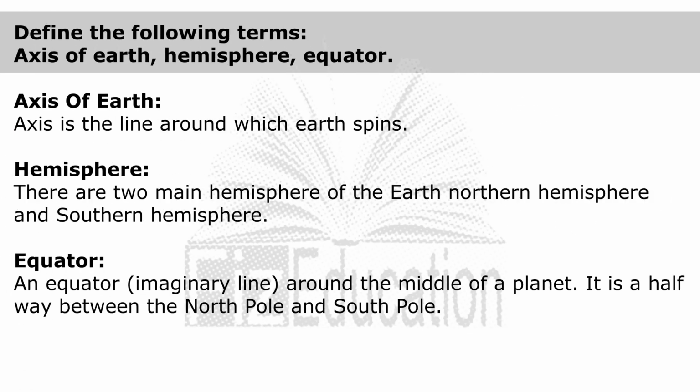Define the following terms: axis of Earth, hemisphere, equator. Axis of Earth: axis is the line around which Earth spins. Hemisphere: there are two main hemispheres of the Earth, northern hemisphere and southern hemisphere. Equator: an imaginary line around the middle of a planet. It is halfway between the North Pole and South Pole.